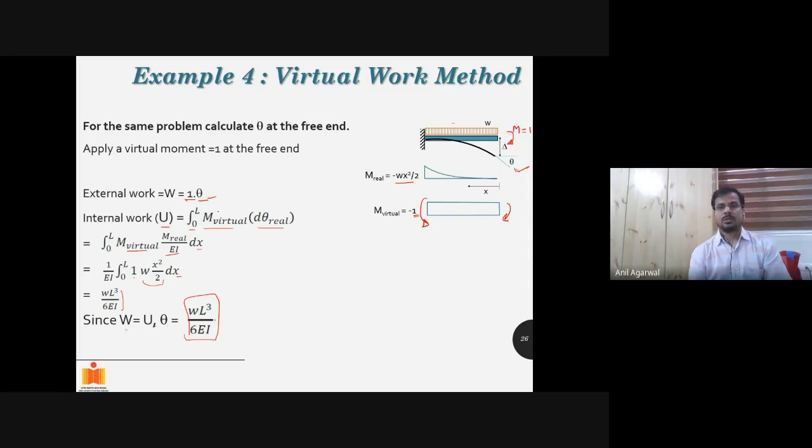Because your w was 1 into theta, so w is equal to u, theta is equal to wl cube by 6 EI.